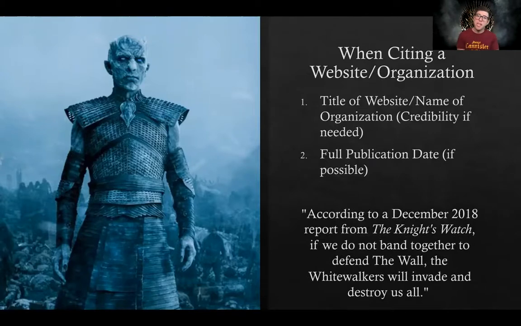Okay, and this is an example of what that might sound like. According to a December 2018 report from the Night's Watch, if we do not band together to defend the wall, the White Walkers will destroy us all. So the Night's Watch is an organization. I got this information from their website. And then there's the date, always the citation before the information. C comes before I in the alphabet. So you cite before you inform. Okay.